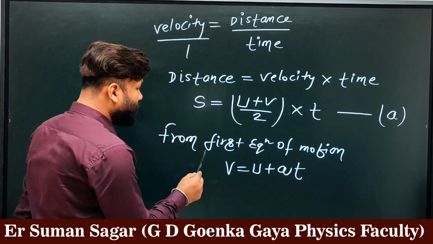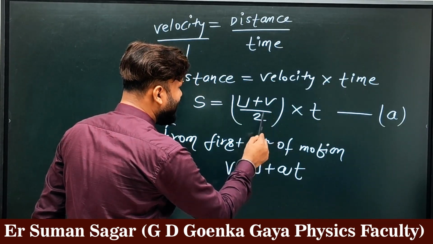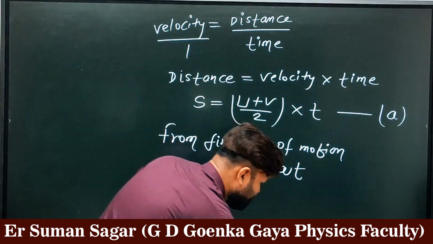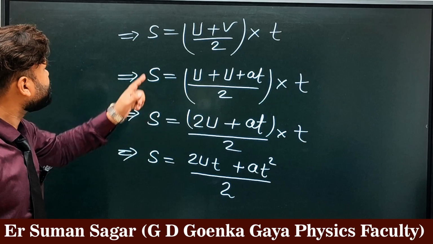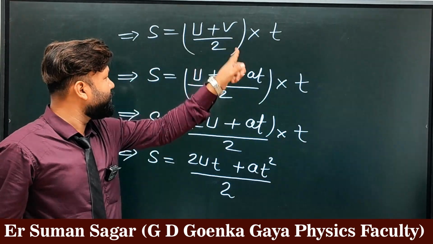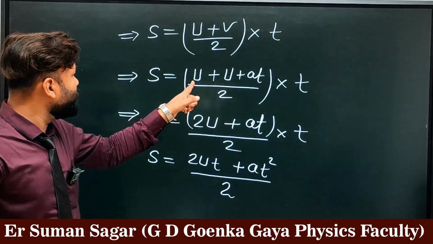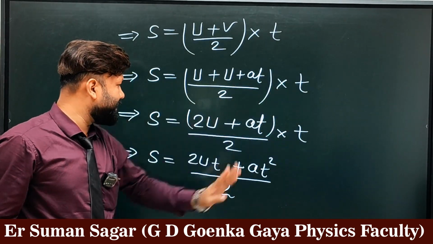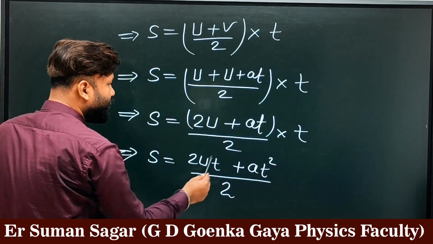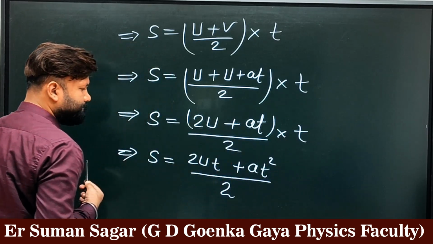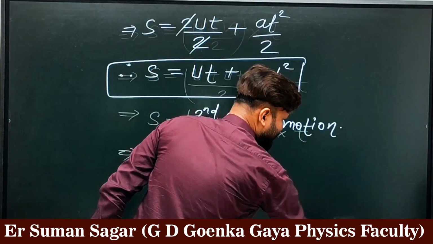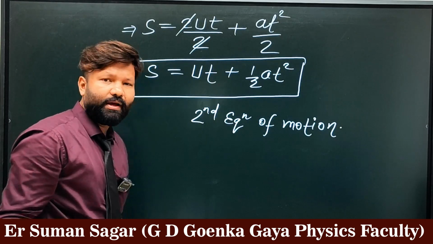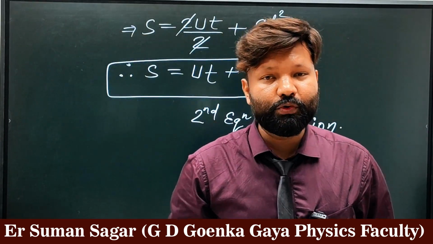From first equation of motion, we know v is equal to u plus at. So in place of this v value, we will put u plus at. Now u plus v by 2, in place of v, we will put the value of u plus at. U and u will get added, so 2u plus at divided by 2 multiply t. T and 2u multiply, then 2ut, at and t multiply, at square. Now we can write this like this also. So 2 and 2 will get cancelled, ut plus half at square. This is the second equation of motion, students.